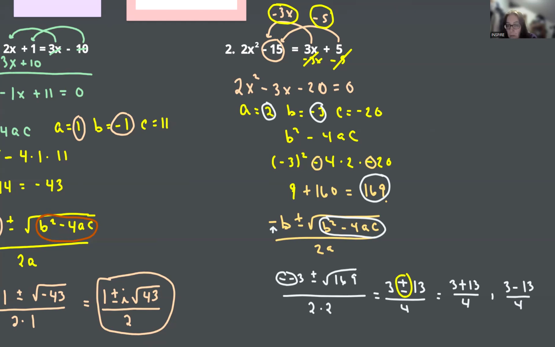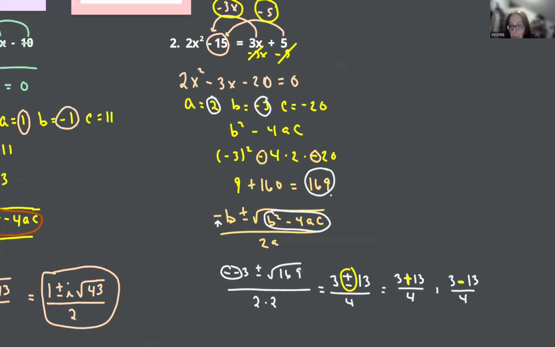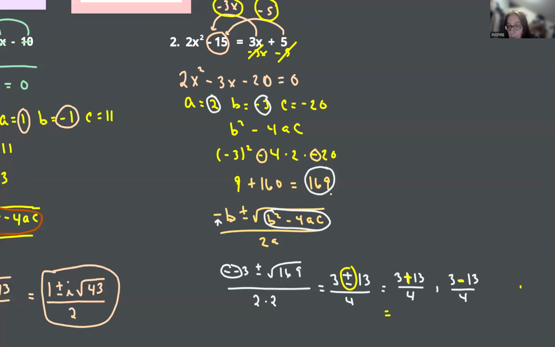So now we're going to go underneath there, and we're going to write 3 plus 13 is 16 over 4. And then 3 minus 13 is negative 10 over 4. And if you take 16 divided by 4, you get 4. And the negative 10 over 4, we can reduce that by 2 on the top and bottom. So we get negative 5 over 2, or negative 2.5.